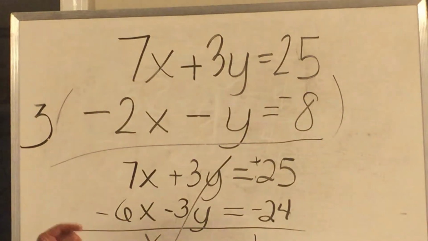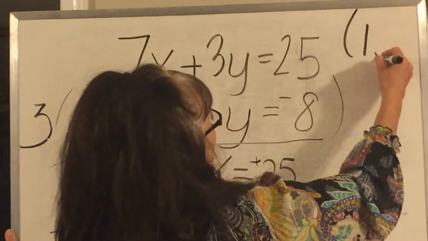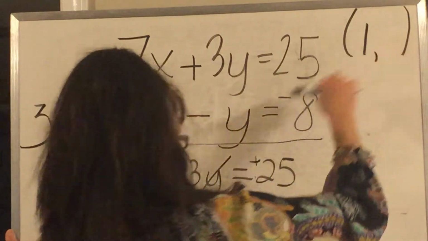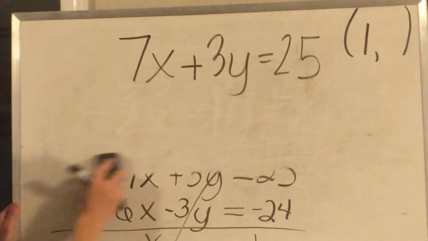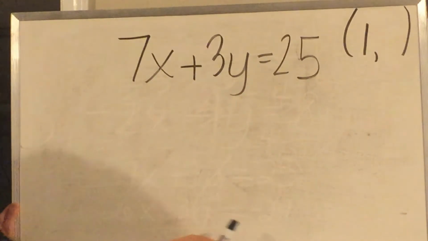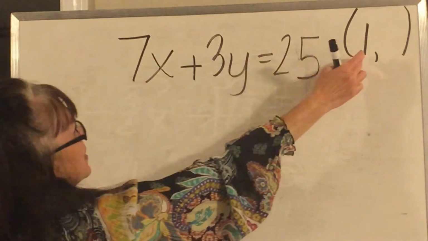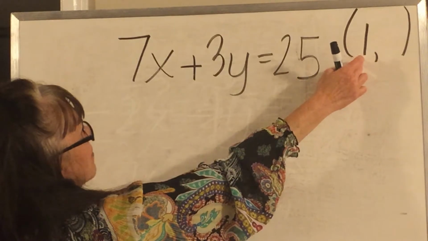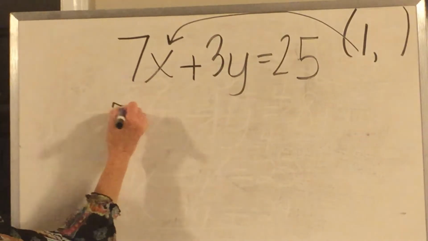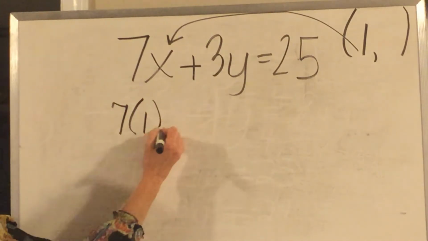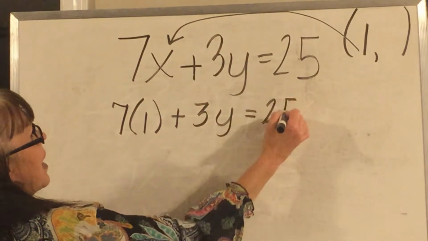So we got x, we got our x coordinate. So I'm going to put my answer right here. I'm going to put the 1 first, and then I'm going to go back and figure out my y coordinate. So how do you figure out that y coordinate? Yes, that's right. To find the y coordinate, you're going to plug in the number that you have. Well, you plug that 1 into your x. So you're going to go 7 parentheses 1 plus 3y equal 25.